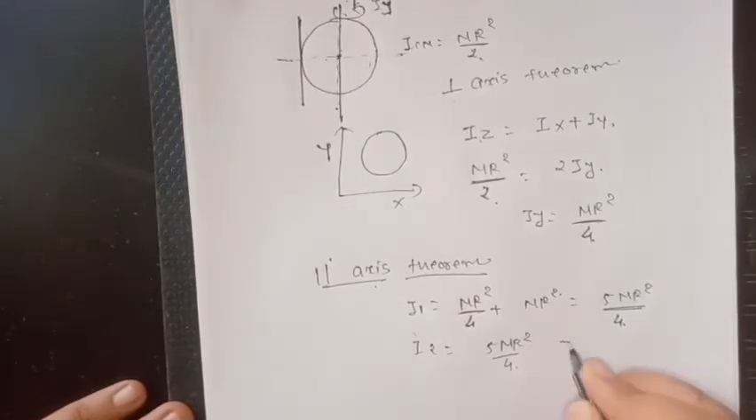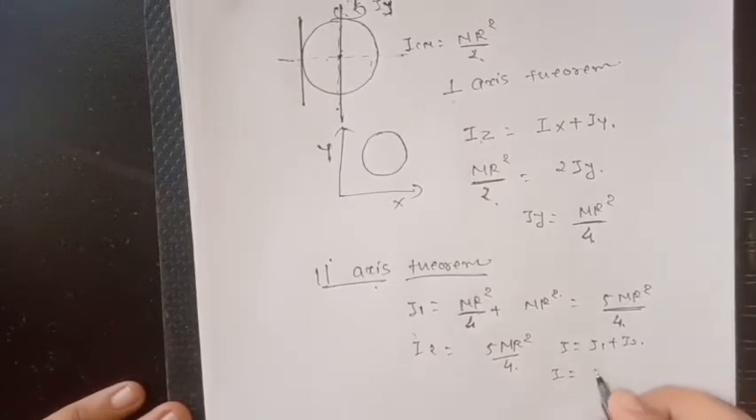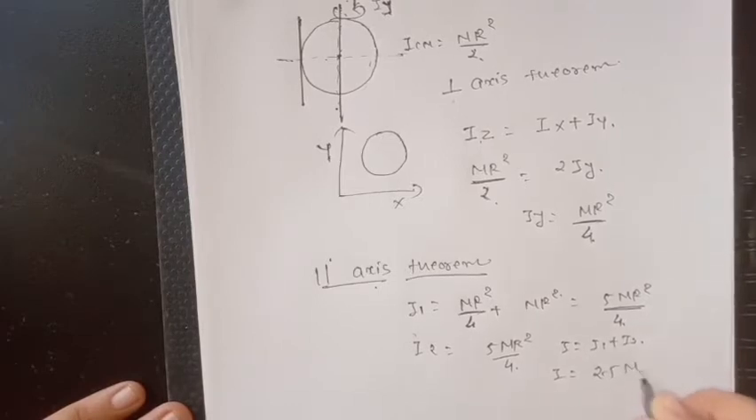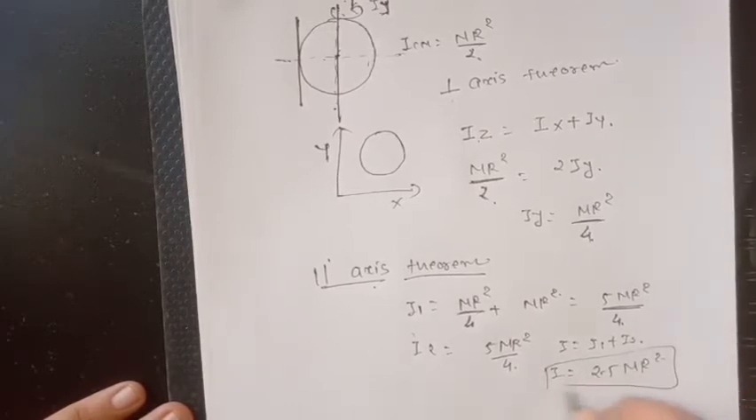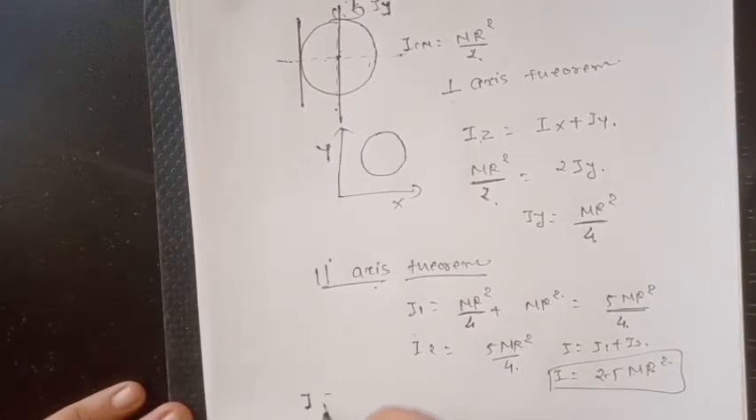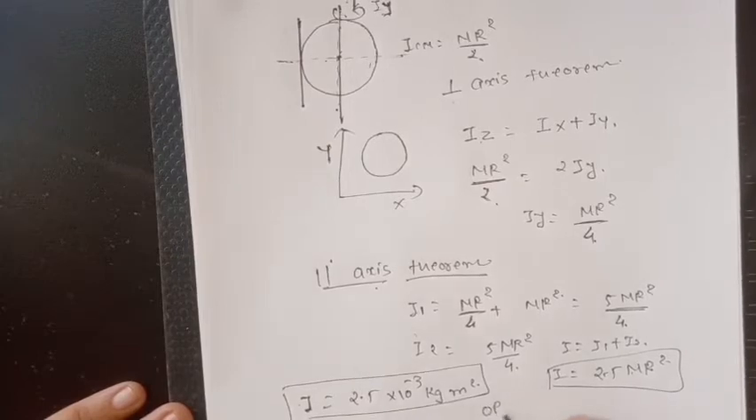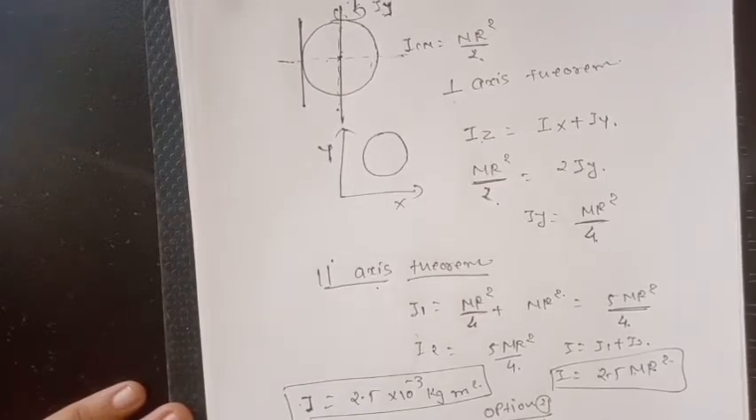So the total moment of inertia of the system will be I1 plus I2, that will be 2.5 mr square. Put the value of mass and radius in the equation. So I will be 2.5 into 10 power minus 3 kg meter square. So option 2 is the correct option.